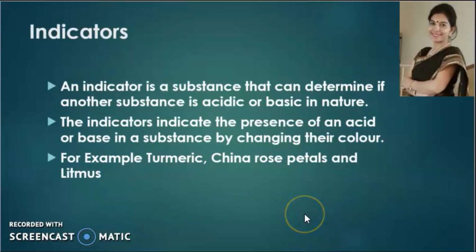Now, indicators. What are indicators? An indicator is a substance that can determine if a substance is acidic or basic. We cannot taste every object and find its nature. That is why we use indicators. The indicators indicate the presence of an acid or base in a substance by changing their color. There are a number of indicators like turmeric, China rose petals, litmus, phenolphthalein, etc.